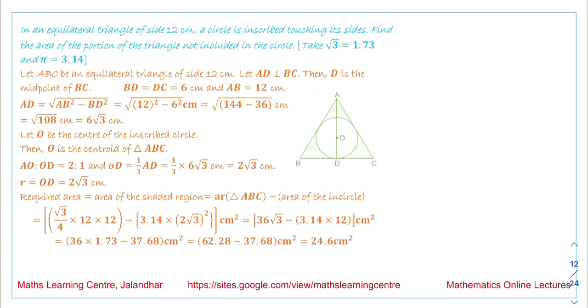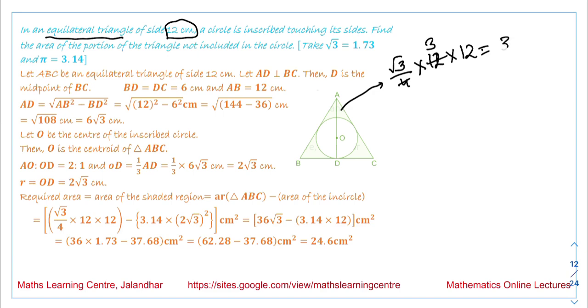Now the next question we have is, in an equilateral triangle of side 12 centimeter, a circle is inscribed touching its sides. Find the area of the portion of the triangle not included in the circle. So first of all, the sides of the triangle are of length 12 centimeter and it is given that it is an equilateral triangle. So we know that the area of this triangle will be root 3 by 4 into 12 into 12. Now this area comes out to be 36 root 3 centimeter square.